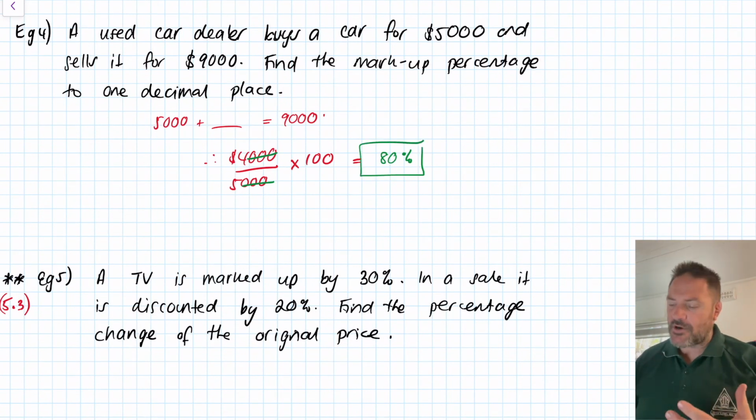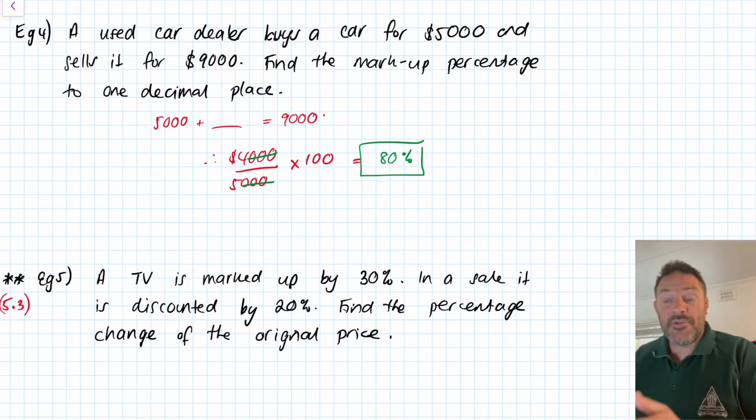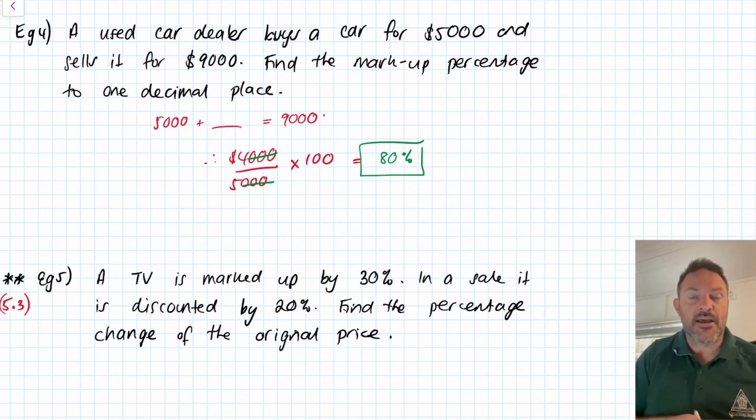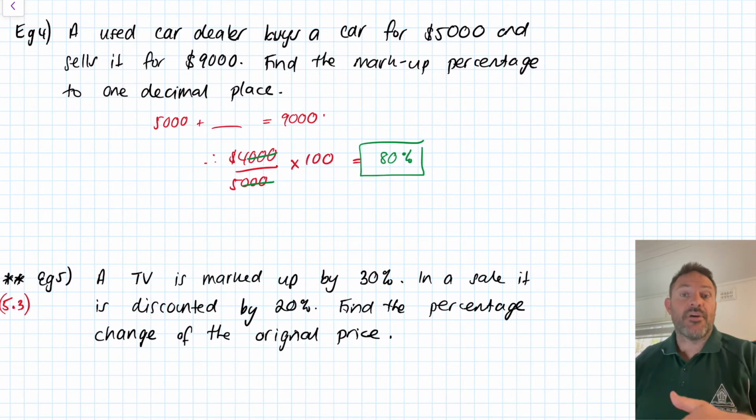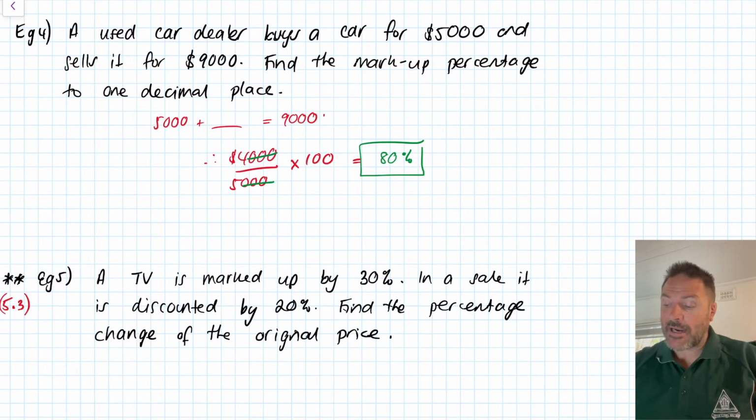It makes a bit of sense, right? Because if I bought it for $5,000, I sold it for $9,000, well, I'm nearly marking it up by 100%, aren't I? Because 100% would be adding another $5,000, make it $10,000. So 80%, that actually sounds about right. So my markup percentage is 80%.